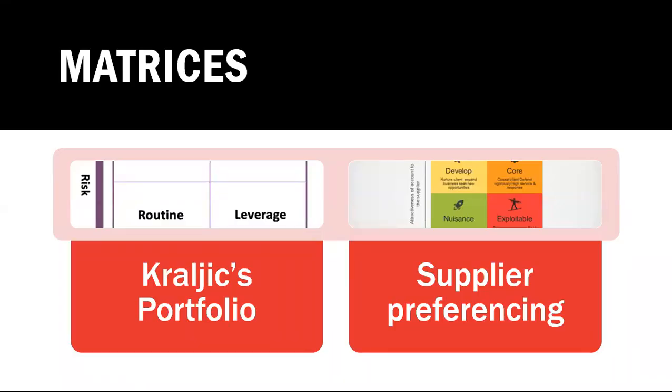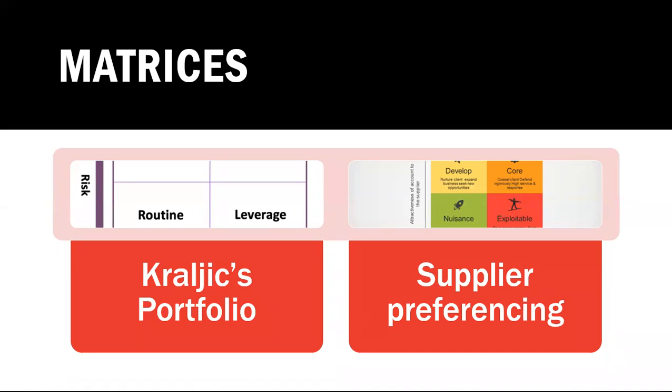Now we come back to the matrices within the study guide. We already know that there are two very famous matrices for procurement professionals. First, the portfolio matrix, and second, supplier preferencing. Normally, questions here focus on the quadrant of each matrix, and they may also ask how to deal with the situation if we fall into one of the quadrants. Let's quickly recap these matrices.